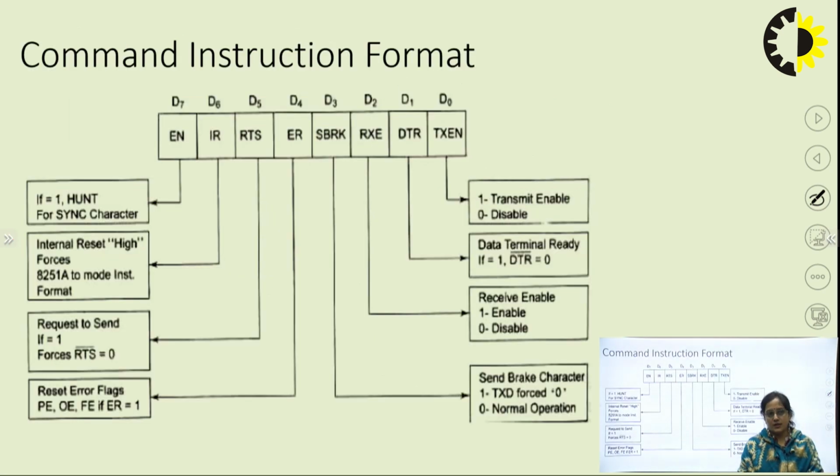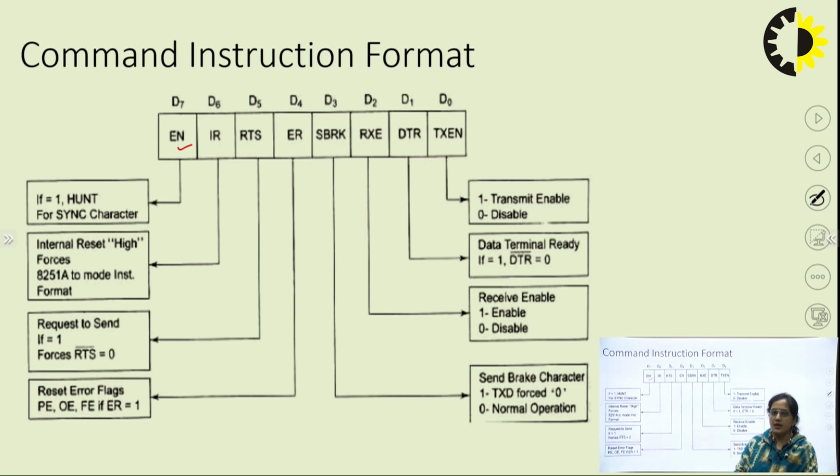Command word register. This is again a register where we can give an instruction, for example whether the microprocessor will read the status of the 8251. First bit: if it is 1, then we have a transmitter enable, TxEN is 1. Internal reset high forces the 8251 back to the mode instruction format. Then if request to send is 1, it asks the microprocessor to send some data. Then ER, that is the reset error flag. This flag is 1 indicating that there is an error with the communication.